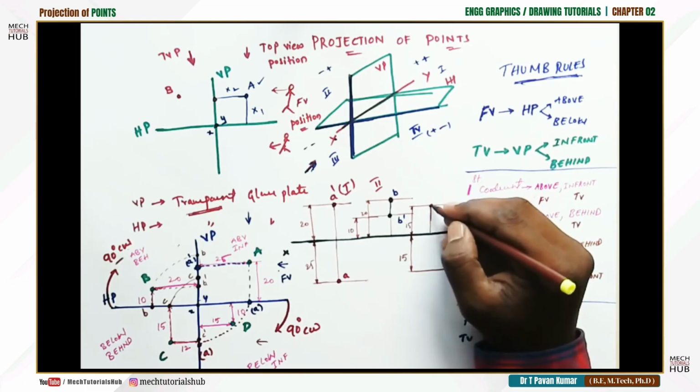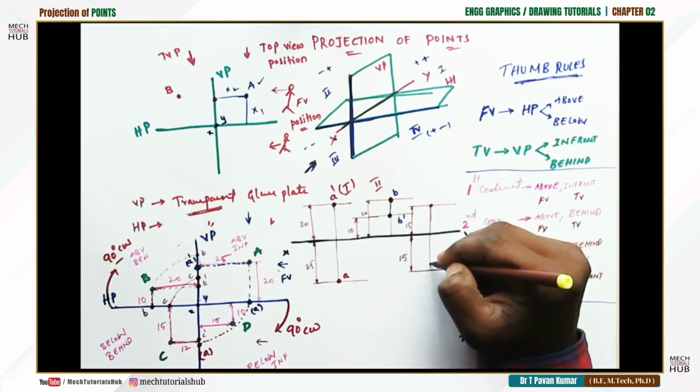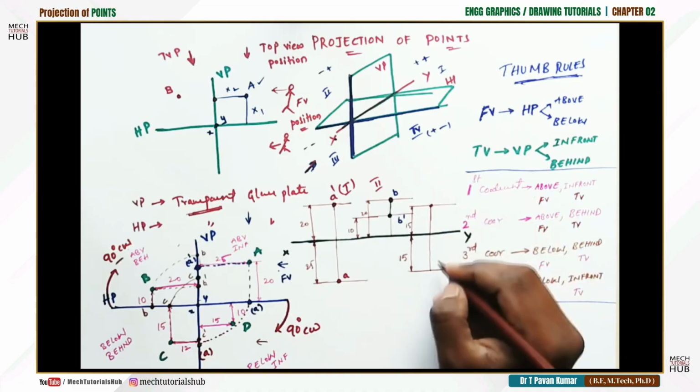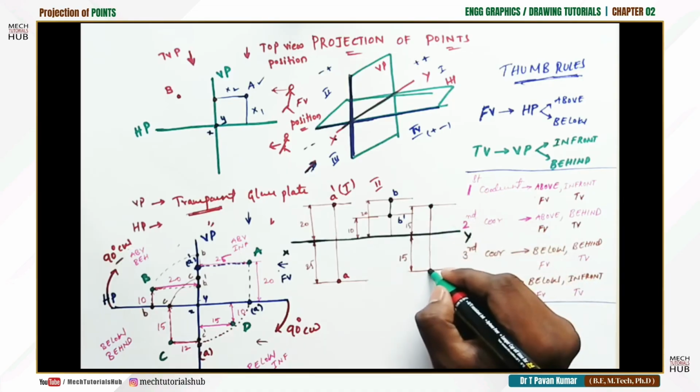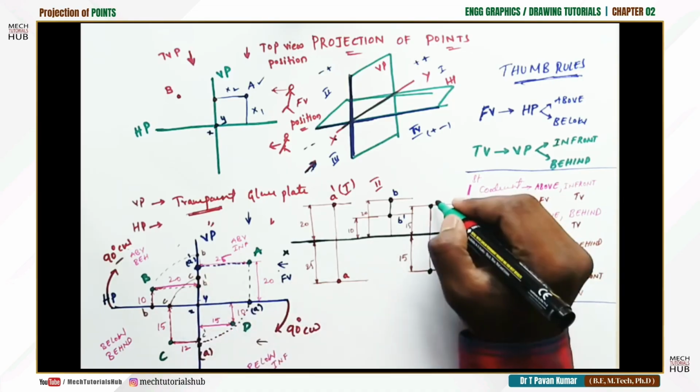Projector line, so not locus, sorry. Projector line from top to bottom. Wherever it meets with the 15 mm dimension line, make one more point. Try to enlarge the point. Darken the dot. Now above the XY line is C.